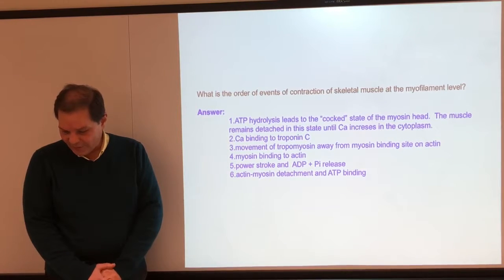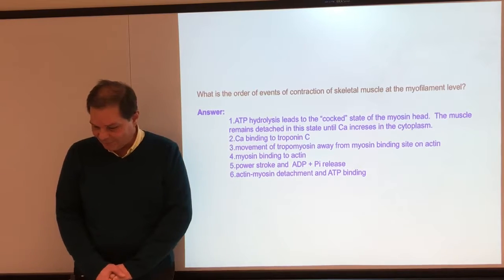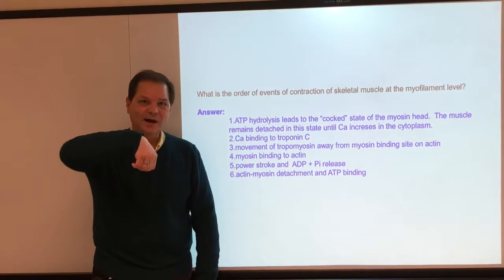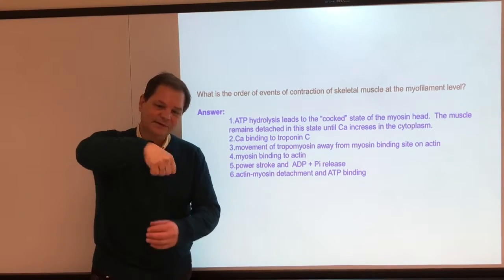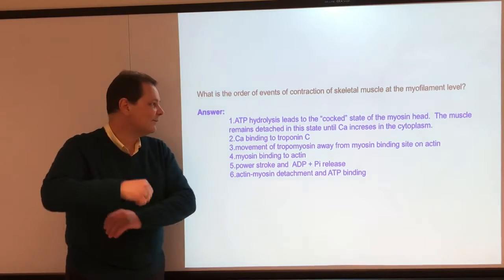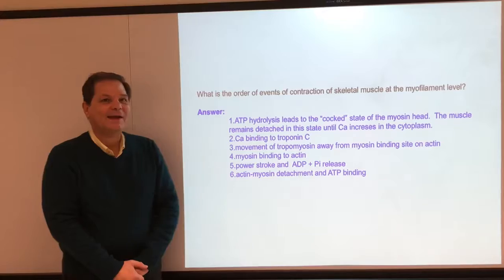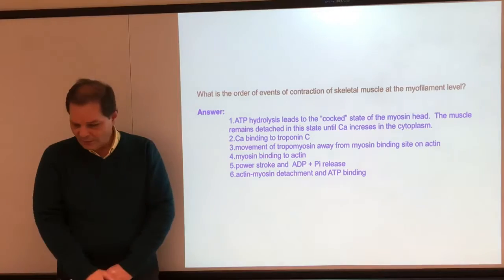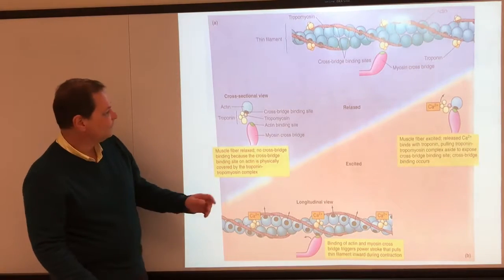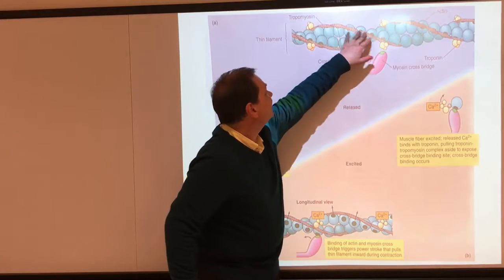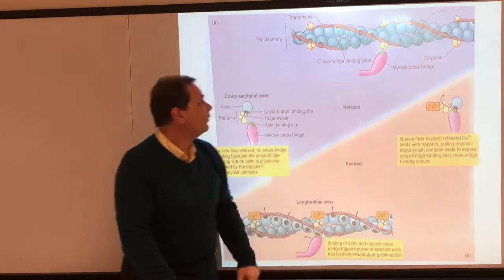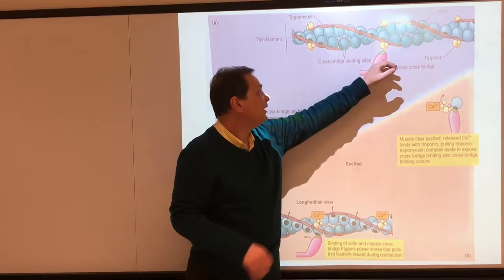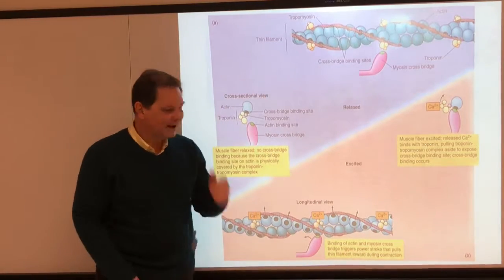What is the order of events of contraction of skeletal muscle at the myofilament level? You have ATP hydrolysis, which leads to a cocked state. Your myosin is cocked, it's unfolded, and it's ready to bind to actin, but it can't because tropomyosin is in the way. It's in the groove over the myosin binding sites, which are the black dots here. So your myosin is ready to bind, but it can't because the tropomyosin is in the way.